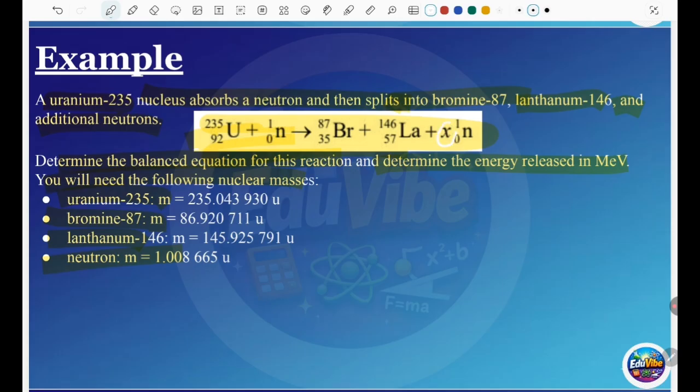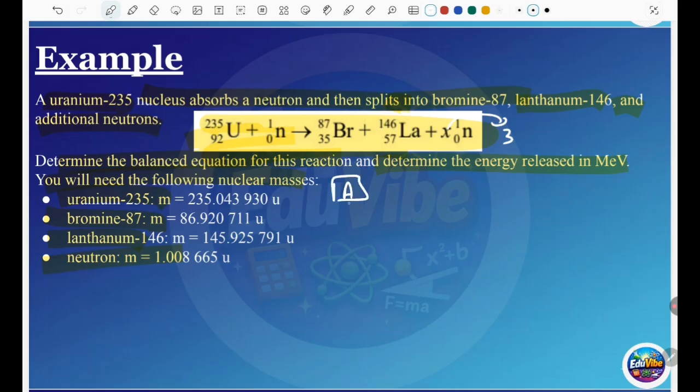Balancing means you have to find this X. How can we find X? You know the number of nucleons on both sides should be equal. Here we have 235 plus 1, which is 236. Here we have 87 plus 146, which gives you 233, plus X. So plus X means we have 1 and we need 3 more to balance this. So this means X is 3 in that case. You have to show this.